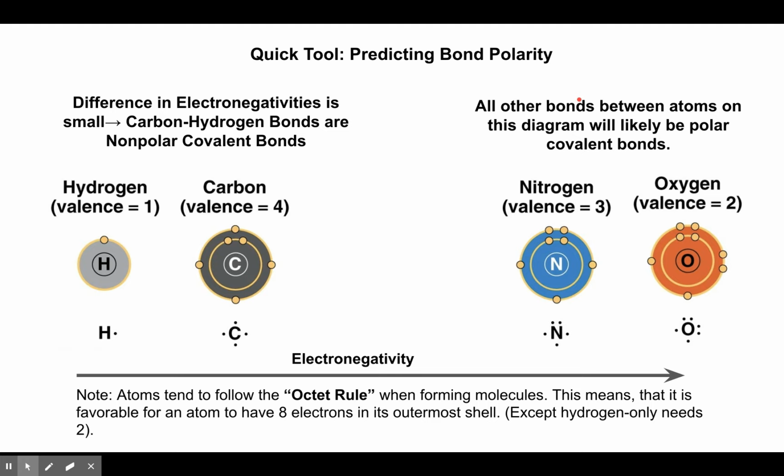All other bonds between atoms on this diagram will likely be polar. So for example, hydrogen connected to nitrogen, or hydrogen with oxygen, or even carbon with nitrogen and oxygen, those will be polar. Even nitrogen and oxygen will be slightly polar, with oxygen being the most electronegative. Okay. All right, so we can make predictions and understand the structure of biological molecules with this idea of valence in mind.